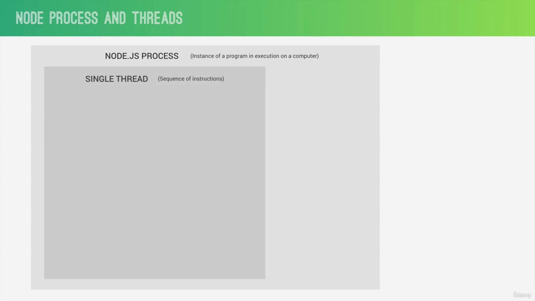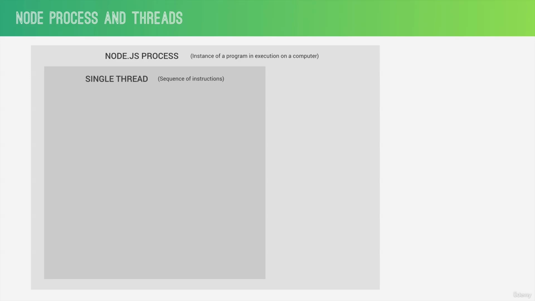Now, in that process, Node.js runs in a so-called single thread. And a thread is basically just a sequence of instructions. But it's not important to deeply understand what a thread or a process is. That is more about computer science. Just imagine a thread as being a box where our code is executed in a computer's processor, alright?